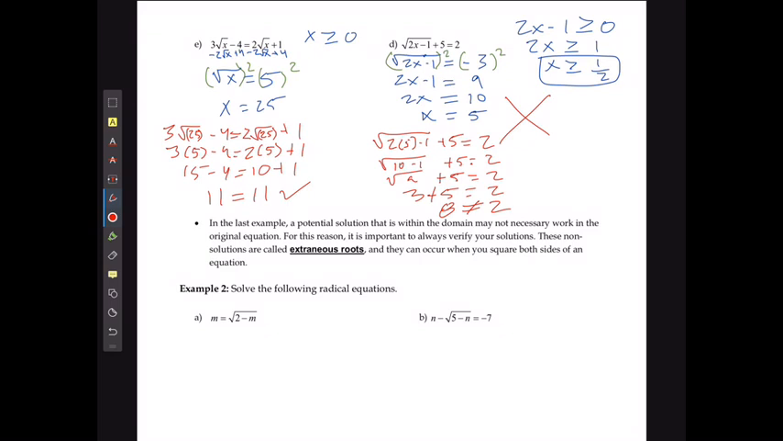So like we see here, in the last example, a potential solution that is within the domain may not necessarily work in the original equation. For this reason, it's important to always verify your solutions. These are called extraneous roots, and they can occur when you square both sides of an equation. So, what it's saying is that when we squared both sides of the equation and we got rid of the radical, we created a mathematical impossibility.